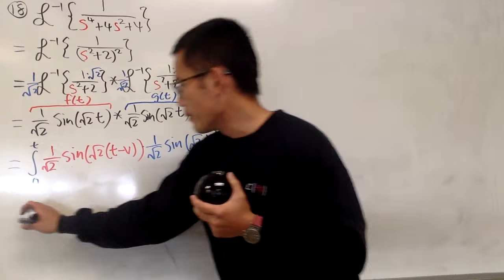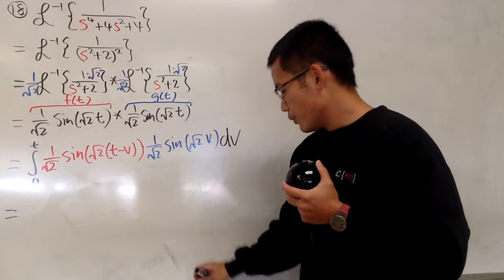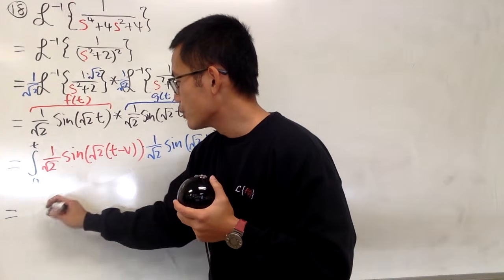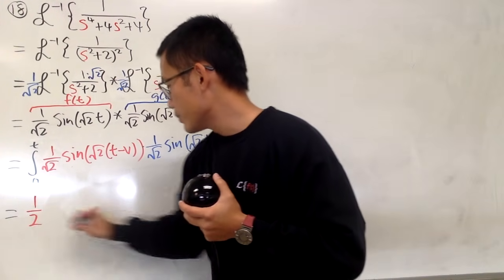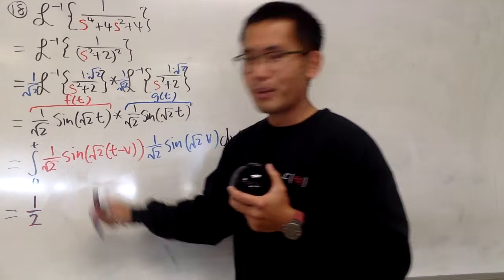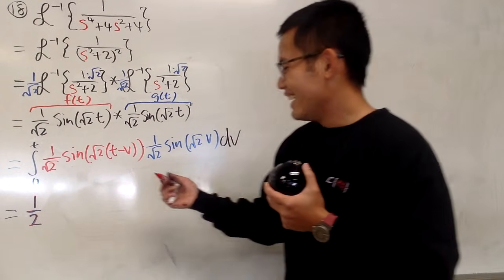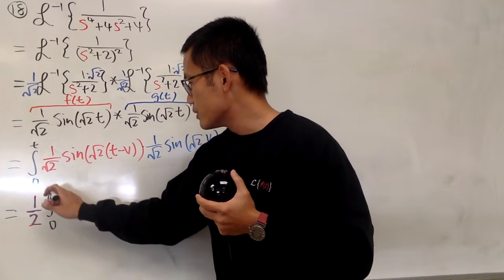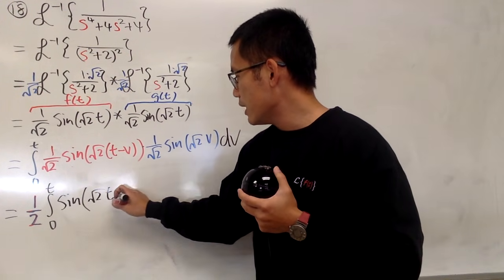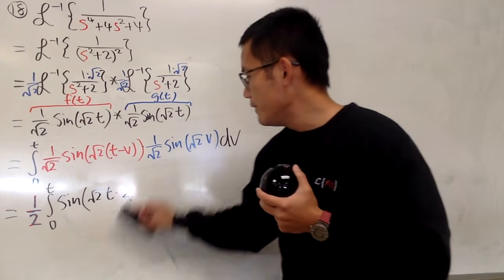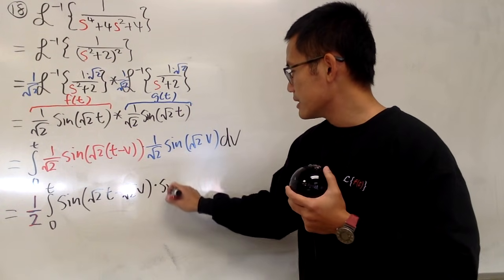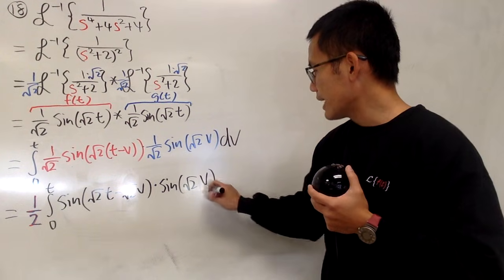Now, here is the deal. Cleaning things up before we do the work. Here, 1 over square root of 2, 1 over square root of 2. Multiply, put it outside, so we actually get 1 over 2. Anyway, here we have integral from 0 to t, and this is sine of, distribute that, square root of 2t minus square root of 2 phi. And then times sine of square root of 2 phi, like so.